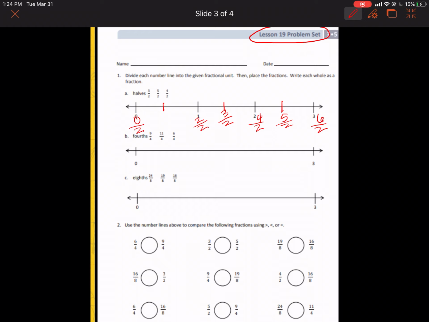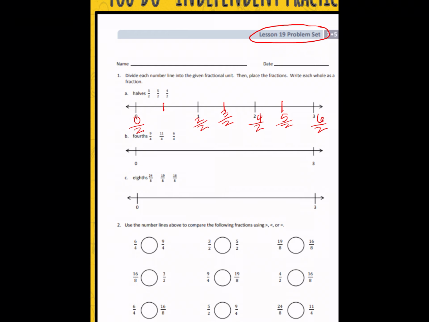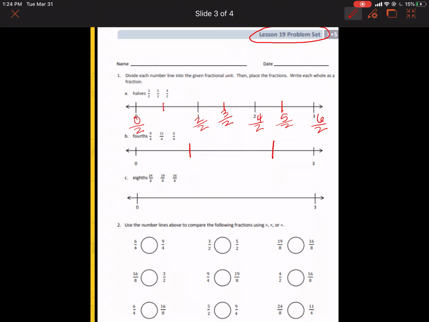All right, let's move on to B. We're looking at fourths. Here we just have one whole. Or no, we have more than one whole. We're starting at 0, we're ending at 3. So I'm going to split this into 3 parts. Know that my picture here isn't the greatest, but I'm going to just do my best.